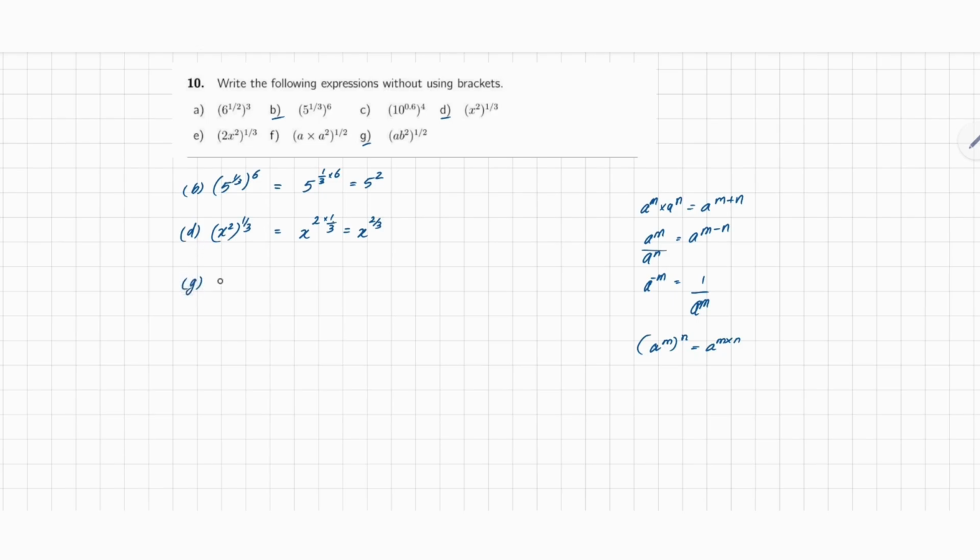Next we have question G. AB squared raised to 1 over 2. We can write that as a to the power 1 over 2 times b to the power 2 times 1 over 2, and that can be simplified as a to the power 1 over 2 times b.